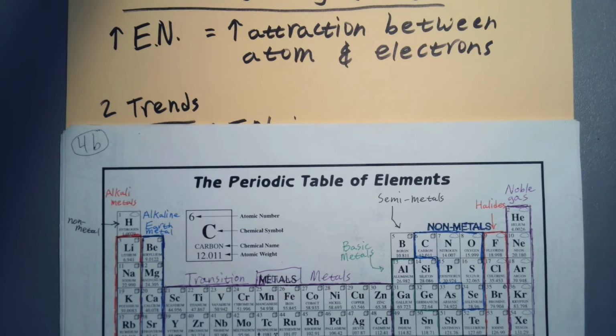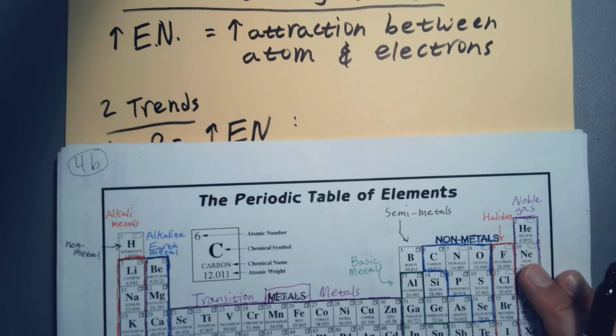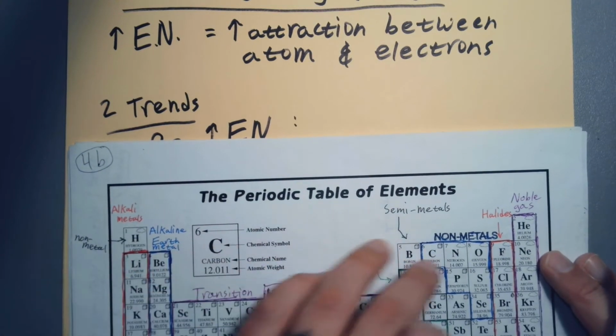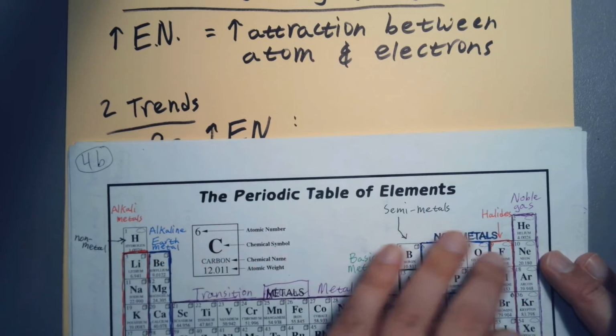If I'm an electron, I'm feeling more and more attraction to that nucleus because it's more and more positive, all the way through to neon, on the second row here anyway. So I go from lithium to neon, it's going to increase. Because remember, it's a different trend for up, down, so we'll talk about that. So right now, just left, right.